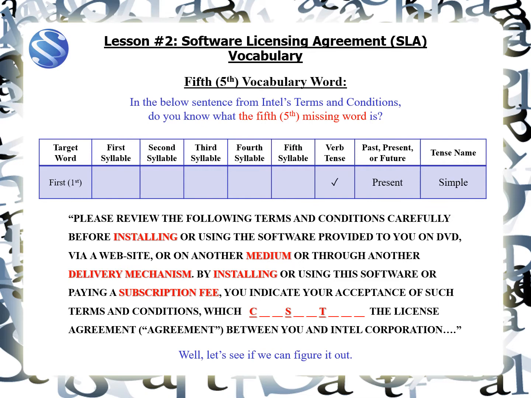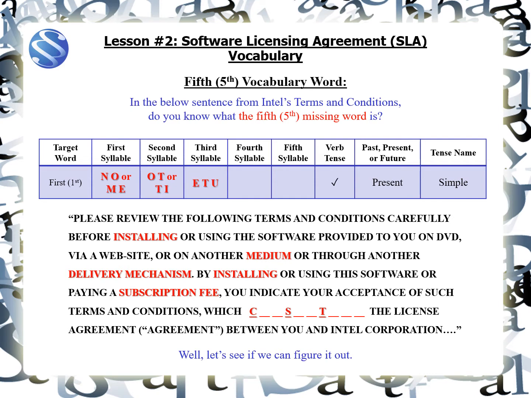In the below sentence from Intel's terms and conditions, do you know what the 5th missing word is? That's okay. Let's go ahead and read the sentence or paragraph. Please review the following terms and conditions carefully before installing or using the software provided to you on DVD, via a website, or on another medium or through another delivery mechanism. By installing or using this software or paying a subscription fee, you indicate your acceptance of such terms and conditions which [blank] the license agreement (agreement) between you and Intel Corporation.